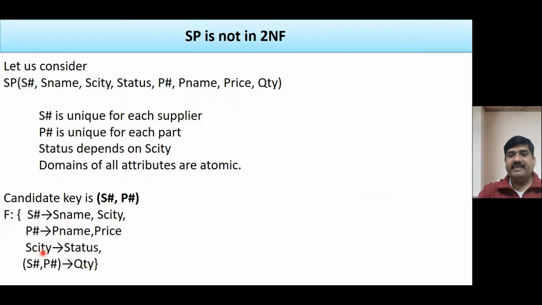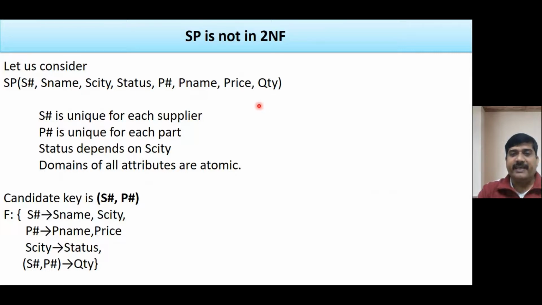The candidate key of this table is S number, P number. The combination of these attributes acts as the primary key or candidate key. And here S number and P number determine quantity. So these are the FDs. Now you have to check whether SP is in second normal form or not.